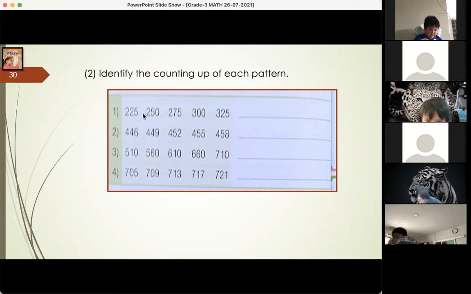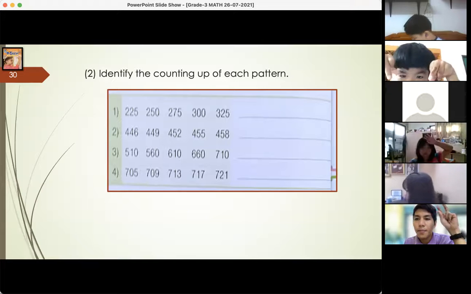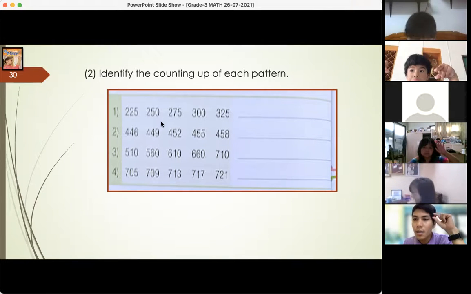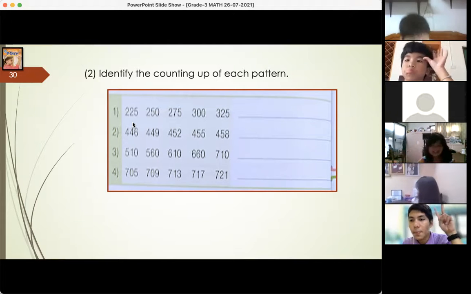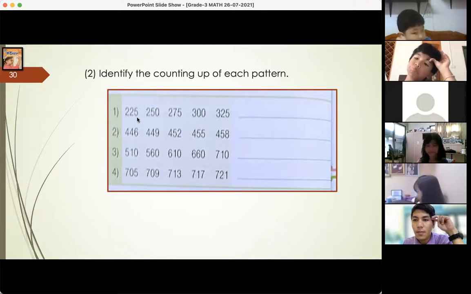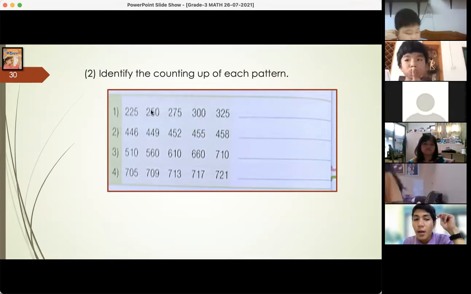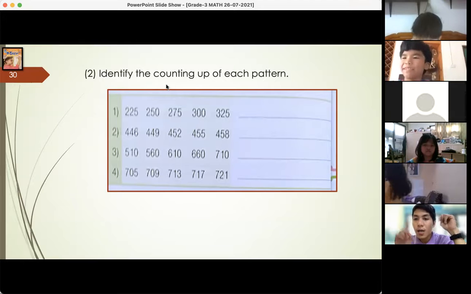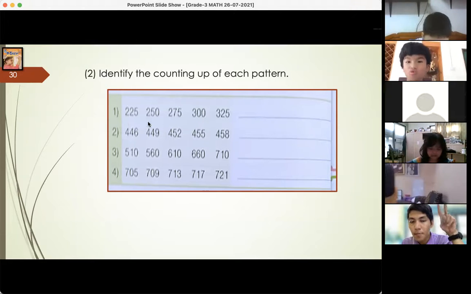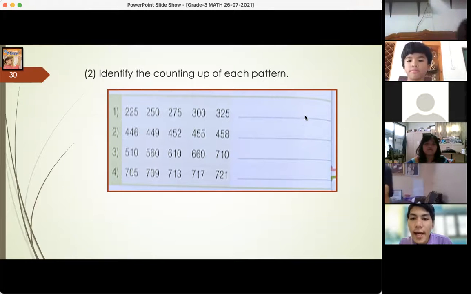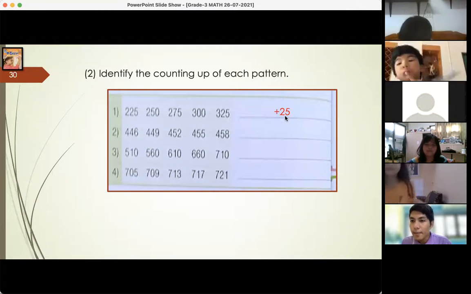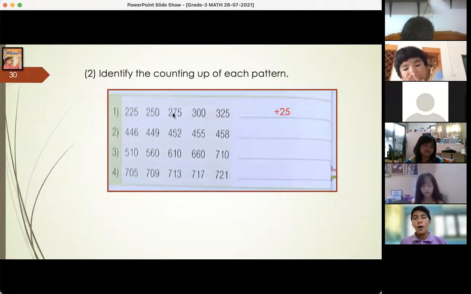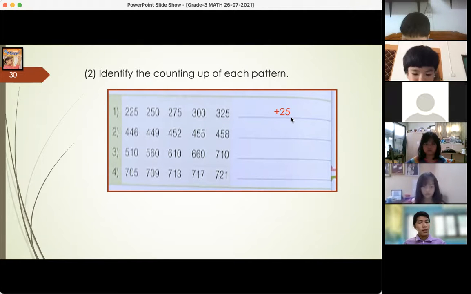So this is counting up by, what do you think? Counting up by how much? How much is it? Anyone? Pleng, go Pleng. This is counting up by how much? Yes, but my question is, what is the relationship of this pattern? This is counting up by how much? Counting up by 25. Very good. So you will write here plus 25, correct? So you will write for number 1, the relationship of the pattern is counting up by 25. Okay, write plus 25.